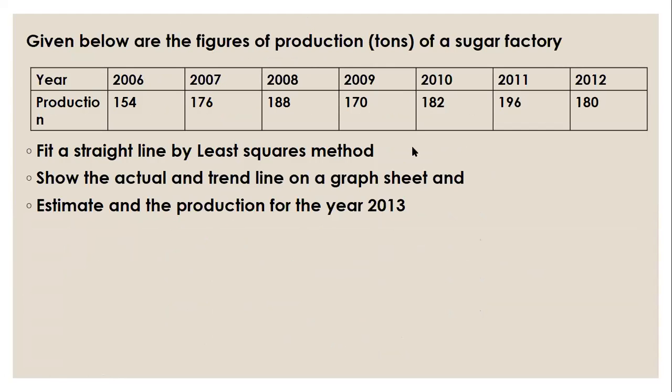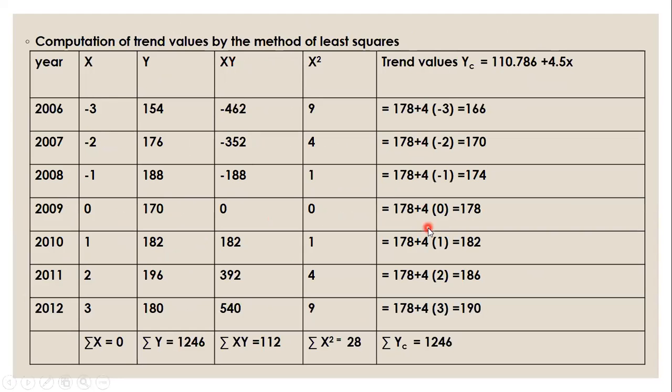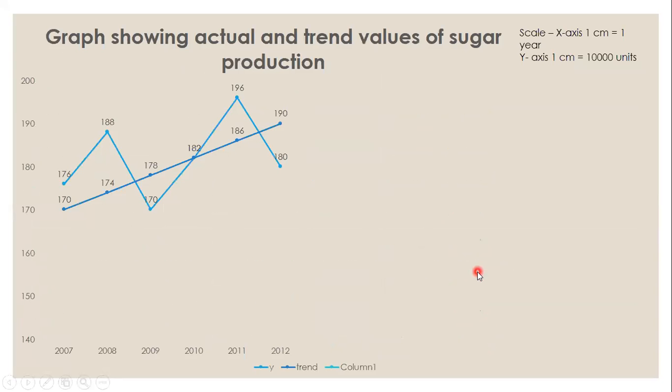Then show the actual trend and trend line on a graph sheet. Okay, now let us do this. So for the graph sheet, what are the data to be considered? You'll have to consider the year on the x-axis, and the values of y on the y-axis, and the trend values also on the y-axis. Okay, so let us go to the graph now. First, we have to write the axis. So for the x-axis, 1 unit is equal to 1 year, or 1 centimeter is equal to 1 year.